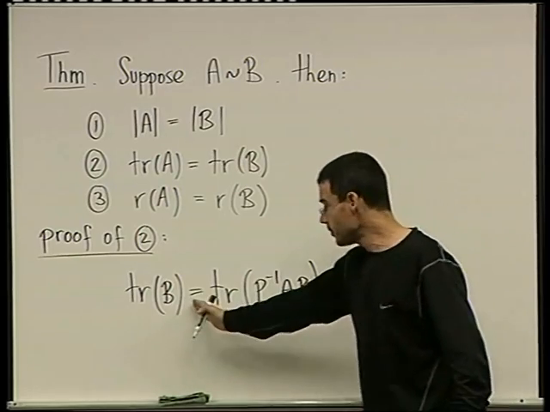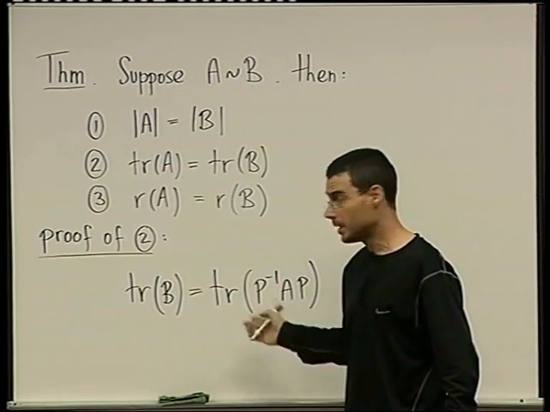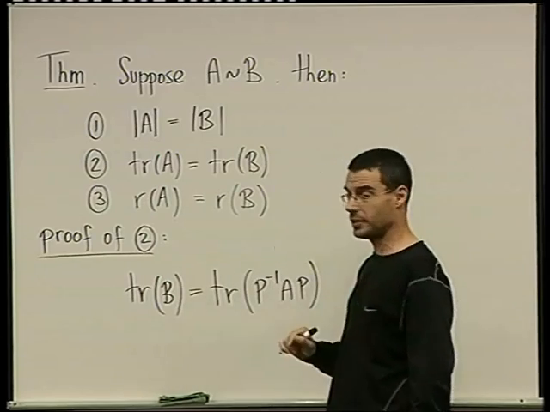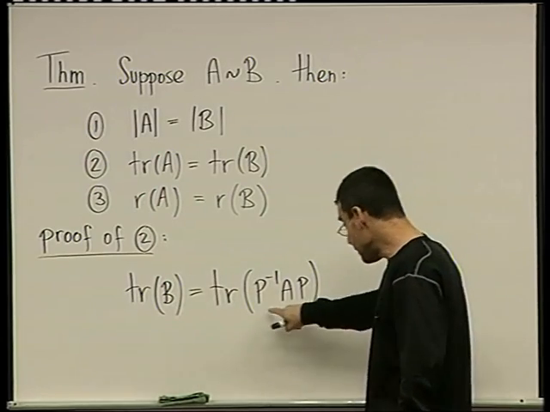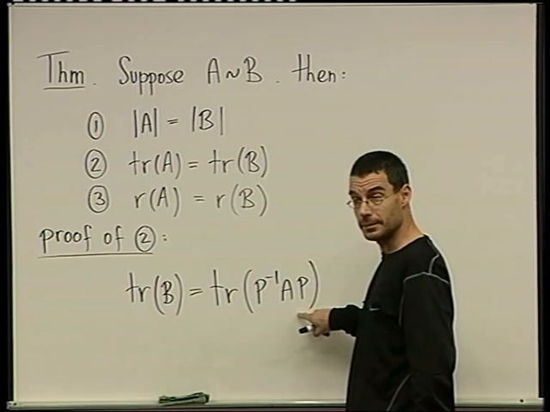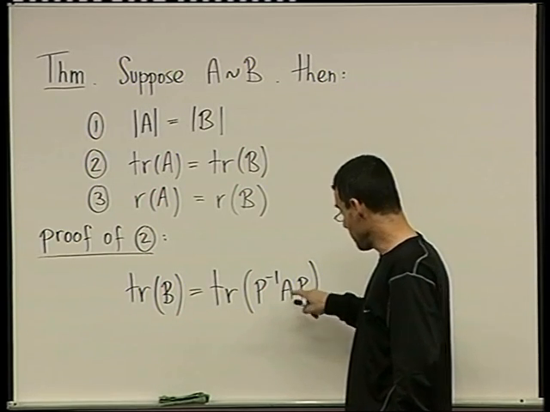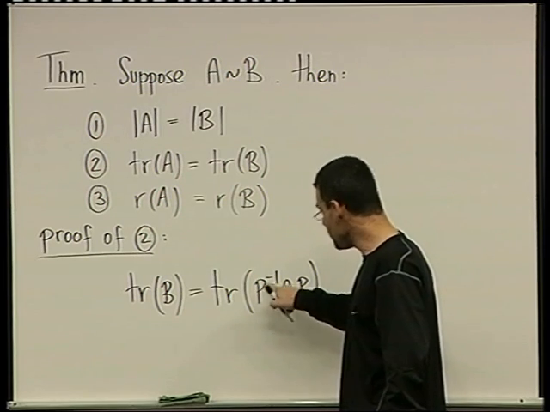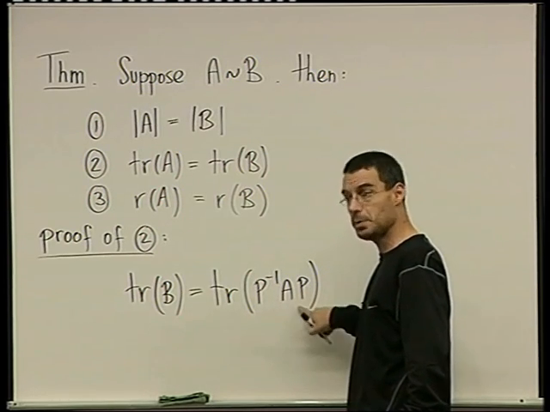Okay? Here I use the fact that B and A are similar. Therefore the traces are the same. Okay. Here I have a product. I have P inverse A times P. I'm thinking of this as a product of P inverse A times P.